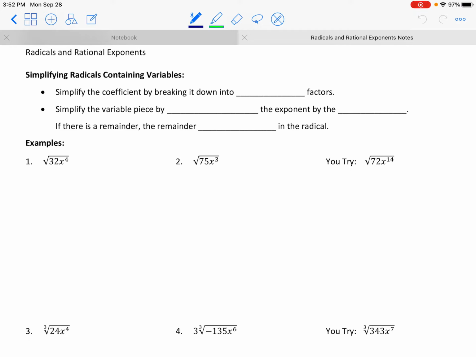We're going to simplify the coefficient by breaking it down into prime factors, just like we looked at in the previous topic. And we're going to simplify the variable piece by dividing our exponent by our index. And if there is a remainder, then the remainder remains inside the radical. Okay? And if you don't want to do the division and you want to just write out your x's and circle your groups, that's totally fine.